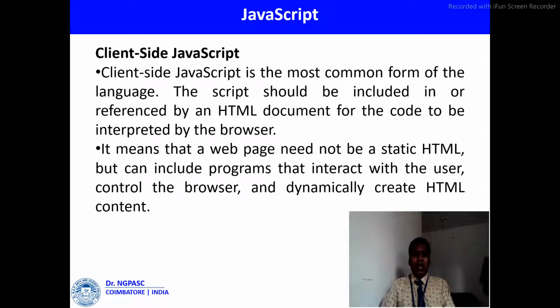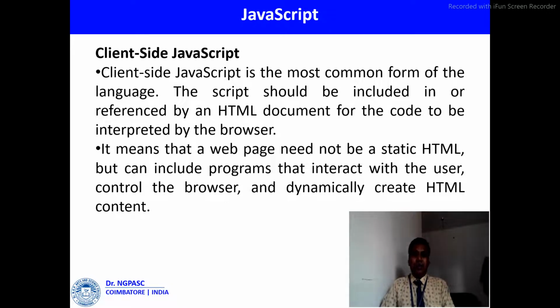And the next one is client-side JavaScript. Client-side JavaScript is the most common form of the language. It should be included in or referenced by the HTML document for the code to be interpreted by the browser. It is also used for interaction between the server and client. A web page need not be static, because JavaScript is a dynamic programming language. HTML can include programs that interact with the user controls. The browser dynamically creates the HTML content. This is client-side JavaScript.